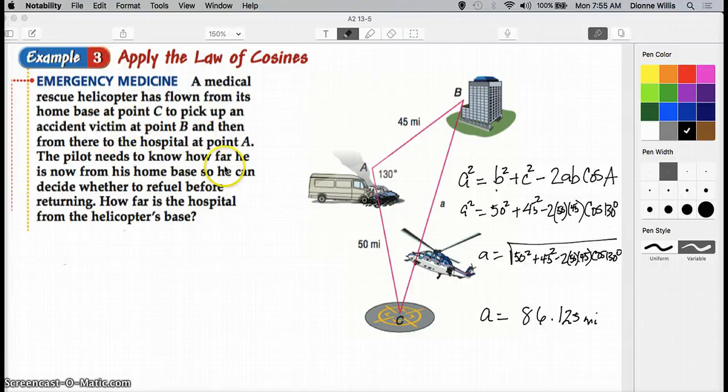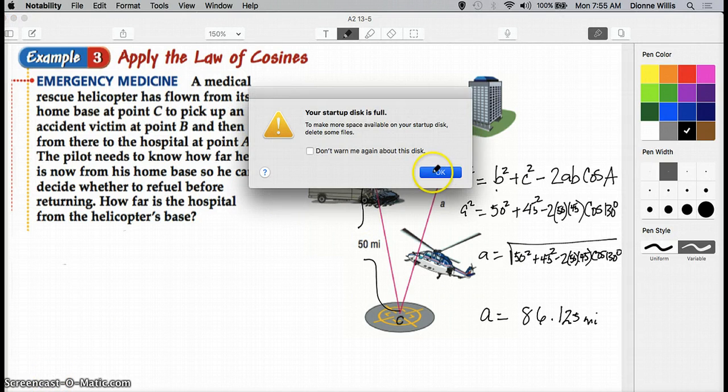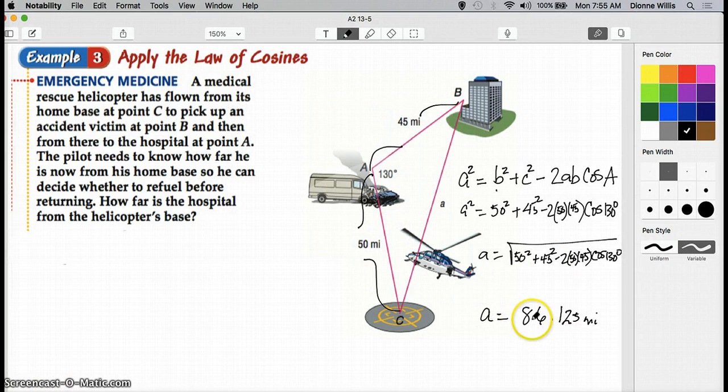The pilot needs to know how far he is from his home base so that he can decide whether to refuel before returning. I don't know if that's what the pilot needed to know, to be honest. You guys let me know what you think, because if he's got to fly here and then fly here, doesn't the pilot just need to know the sum before? I don't know, unless we're trying to fly back. Who knows what's happening? All right, anyway, we found the answer, and hopefully it's making sense.